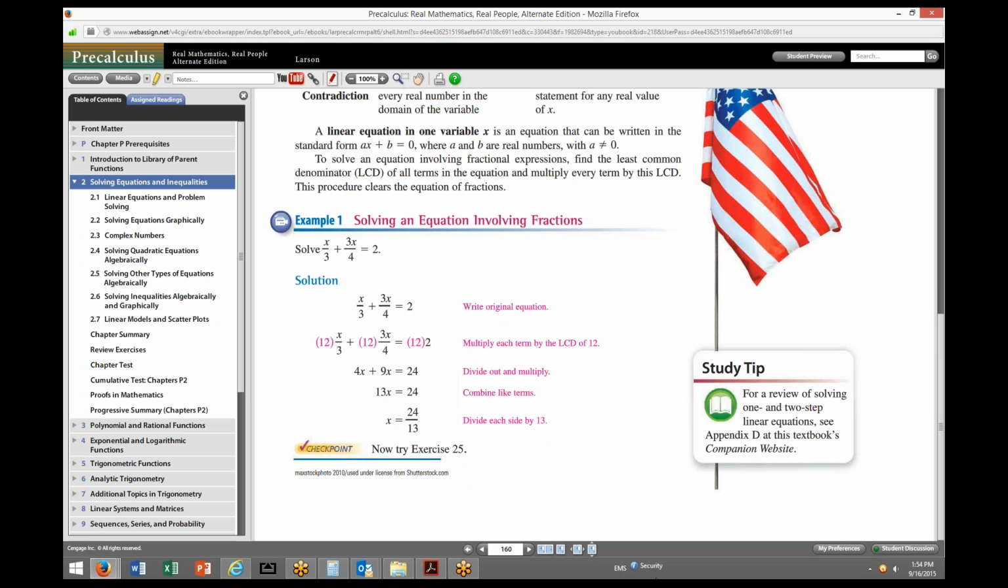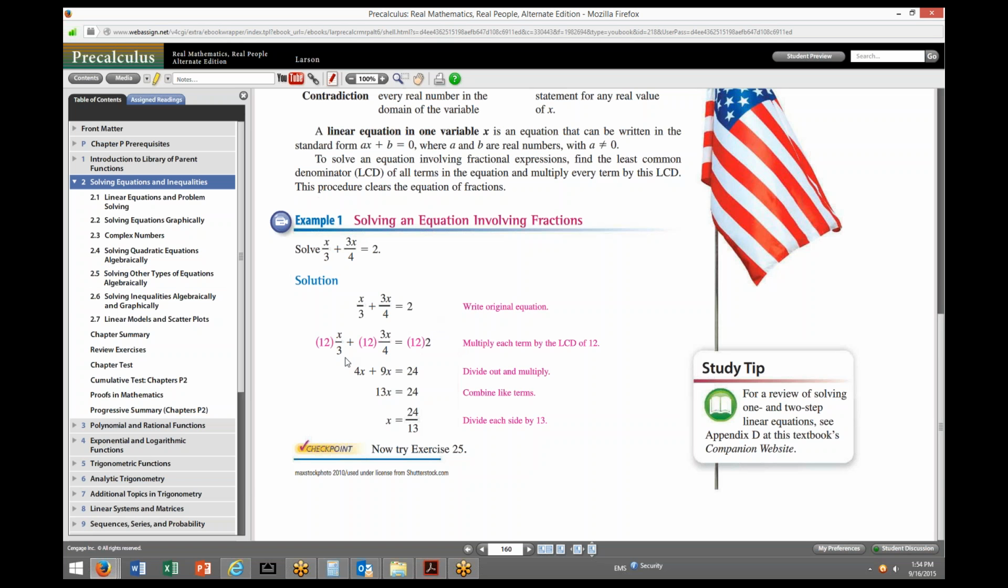And when we multiply then 12 times x over 3 and 12 times 3x over 4 and 12 times 2 on the right side, actually, you probably recall this too, when we multiply 12 times x over 3, for instance, we really want to put the 12 over 1, and I was going to demonstrate this with the iPad, but we can't today, unfortunately. But 12 over 1 times x over 3.